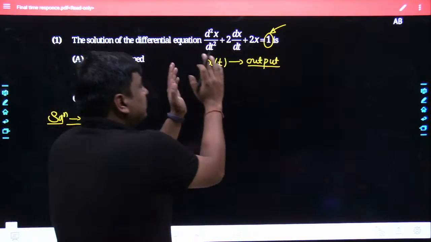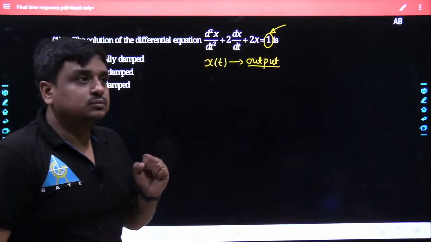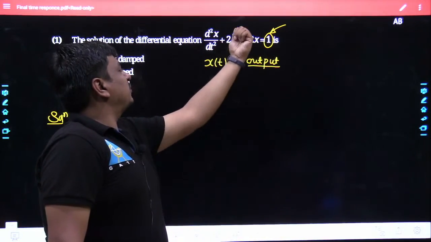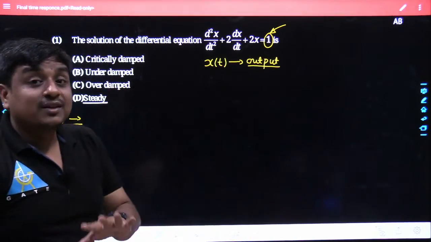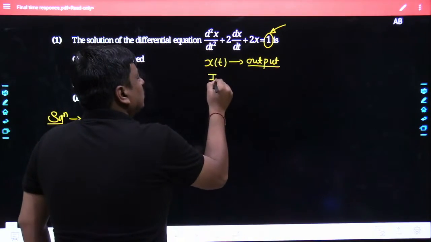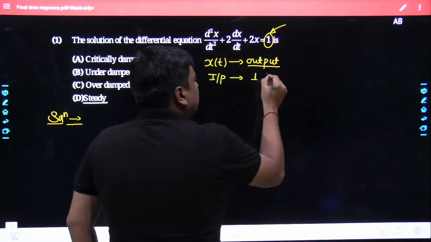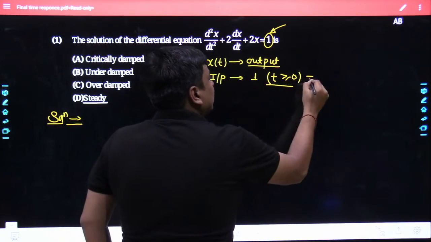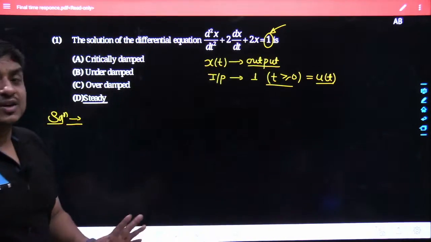And we have seen the right hand side of the differential equation used to be the input to the system. Yes, no? Initially it used to be d square c by dt square plus 2 times dc by dt plus 2 times c(t) is equal to r(t). What does that mean? That means the input to the system is 1. And if 1 is defined just for positive values of t, you can also write this as u(t). Could you understand what I am saying?